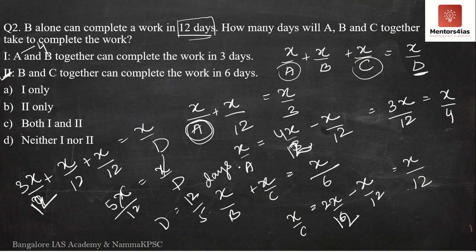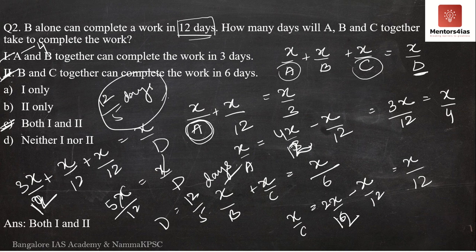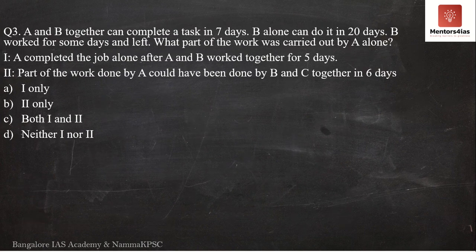So if all of them are working together, they should be able to complete the entire work in 12 by 5 days. But in order to determine this value of 12 by 5 days, I need both statement 1 and statement 2. Therefore, it is both 1 and 2. I need the information contained in both the statements, the data contained in both the statements, to determine the answer. Therefore, it is both 1 and 2.